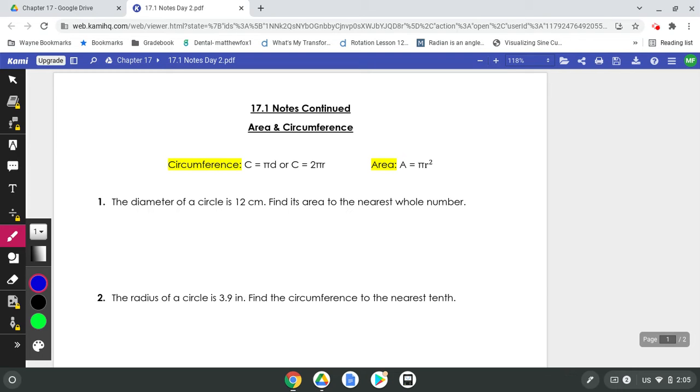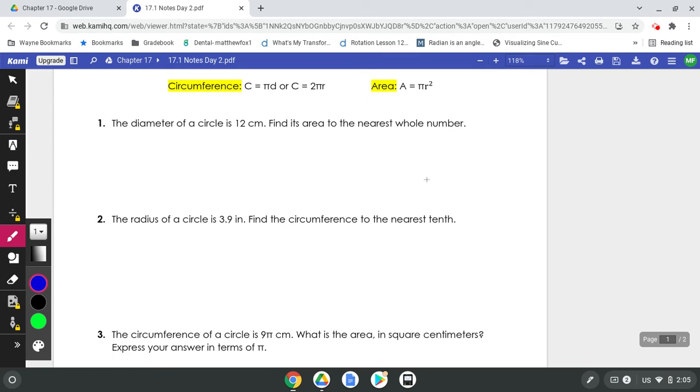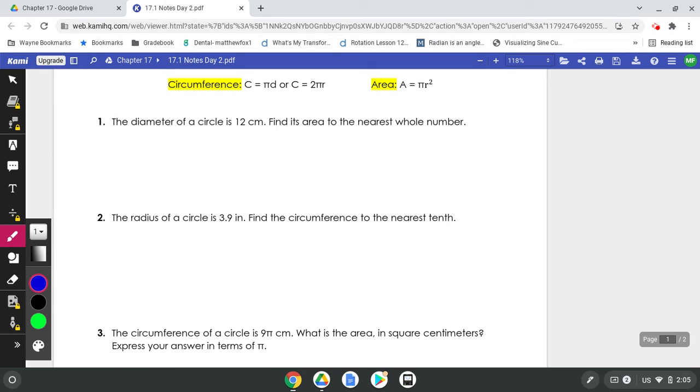Today is still a little bit more work with circumference and area. As you can see, we have our two formulas for circumference, pi d or 2 pi r, and then our formula for area, which is pi r squared. So if we are looking at this first one, it says diameter of a circle is 12 centimeters. Find its area to the nearest whole number.